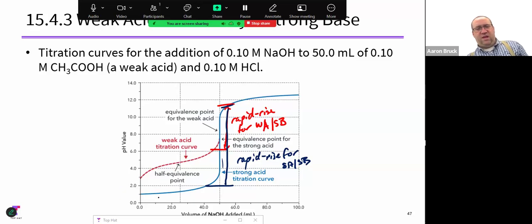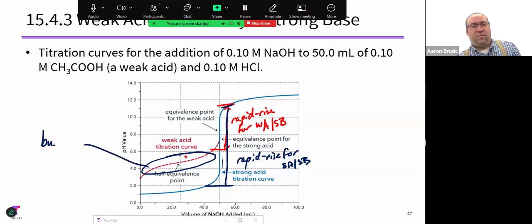The other thing that you'll notice, remember we kept commenting about how flat this region was down here, how the pH didn't seem to be changing a whole lot initially because we had so much hydronium or so much hydroxide still free in that solution. In the weak acid curve, we don't have that. And the main reason we don't have that is because here we're not seeing the overabundance of hydronium. What we're seeing here is the formation of a buffer.